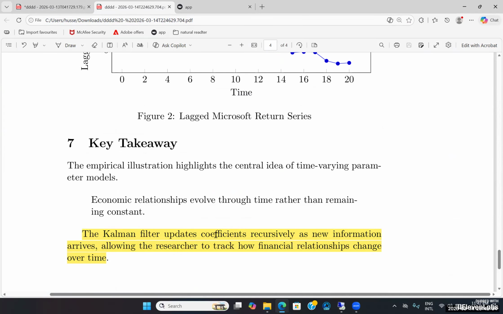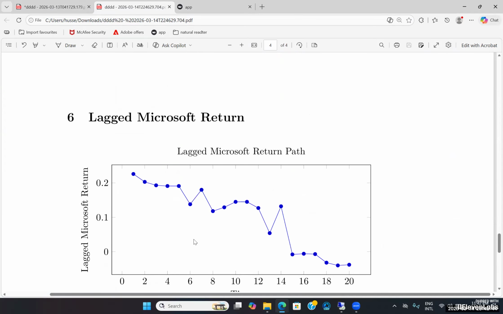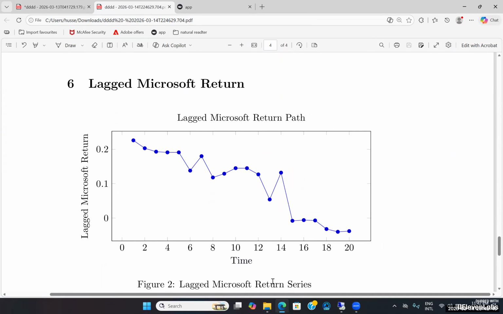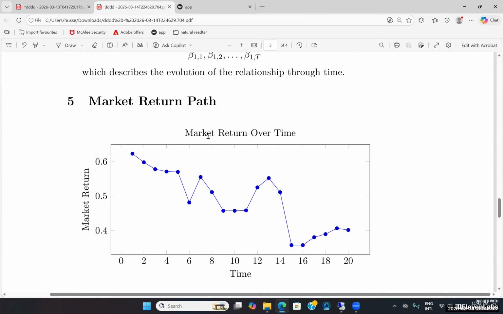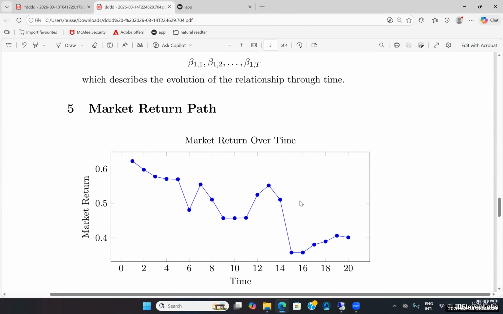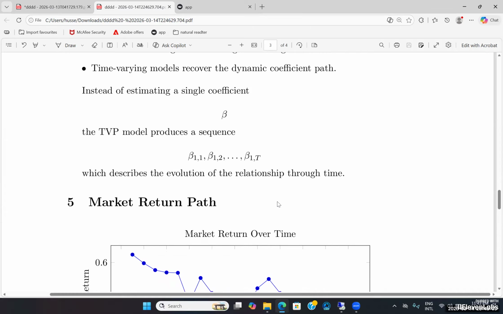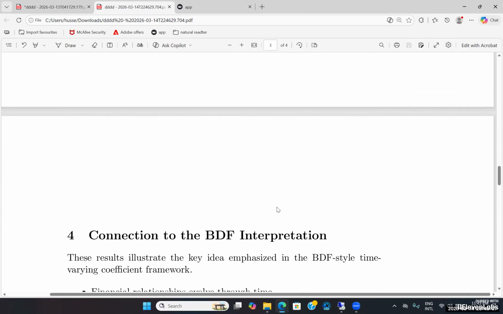So the Kalman filter is able to update its coefficients recursively as new information becomes available. And this process allows the researcher to effectively track how various financial relationships evolve and change over a period of time. This holds true, for instance, when considering the lag return effect. The situation is clearly deteriorating for our firm, Microsoft, and this downward trend is also evident in the broader market's overall returns as well, despite the fact that we've observed some intermittent periods of growth. However, when we consider the overall picture, the prevailing trend is undeniably one of decline. So our analysis indicates that the market's overall influence on Microsoft's financial returns has been consistently declining over an extended period of time.